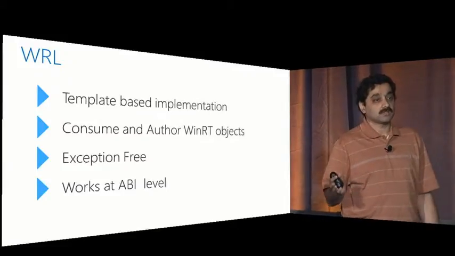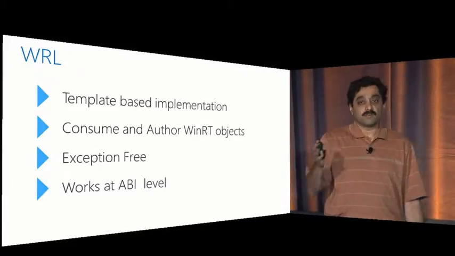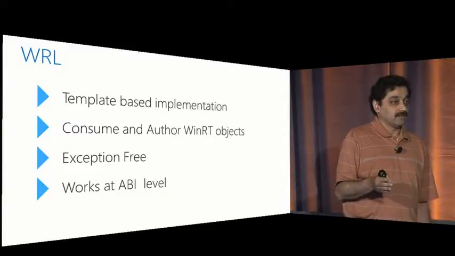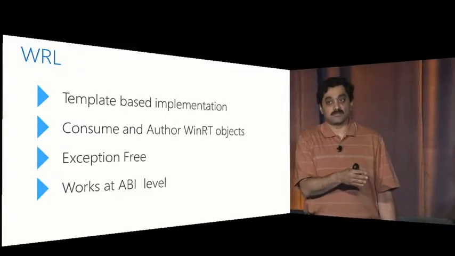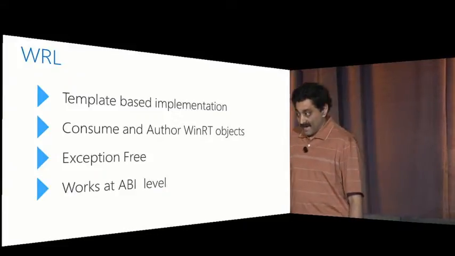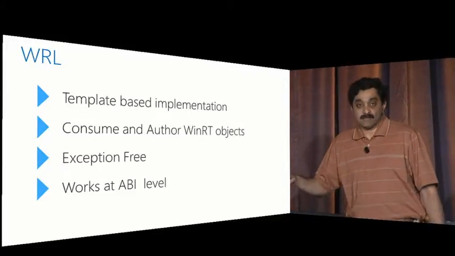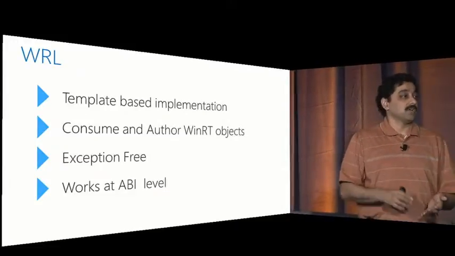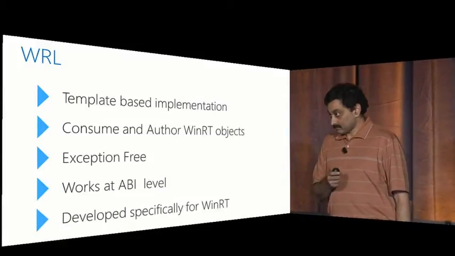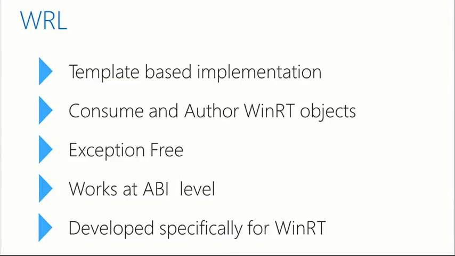A lot of the talks today you looked at were about C++ CX. We're using hat, ref new, and things like that, and you did not see an HRESULT anywhere in there. You saw return values from the function. You saw all high-level abstractions that we added in C++ CX. This is at the ABI level. That means you see HRESULTs. You cannot let exceptions cross the boundaries, things like that. And this library was specifically developed for WinRT.